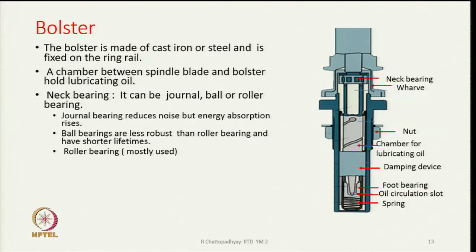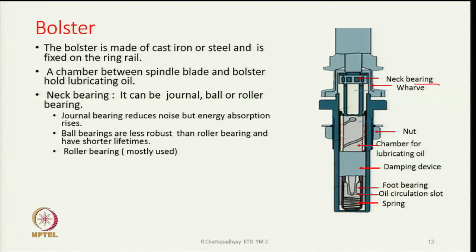A chamber between the spindle blade and the bolster holds the lubricating oil. So, lubricating oil is placed somewhere here. The neck bearing is shown also. It can be a journal, ball or roller bearing. The bearing as shown here is the neck bearing.